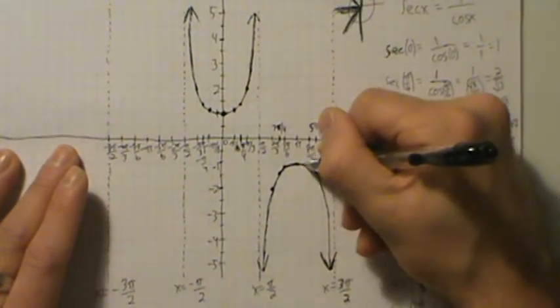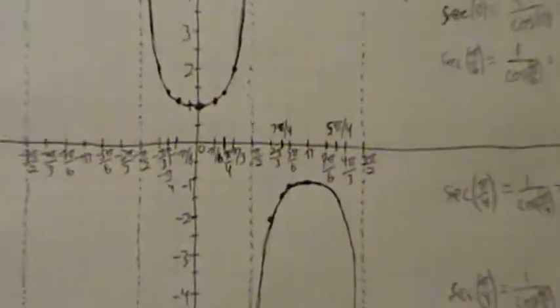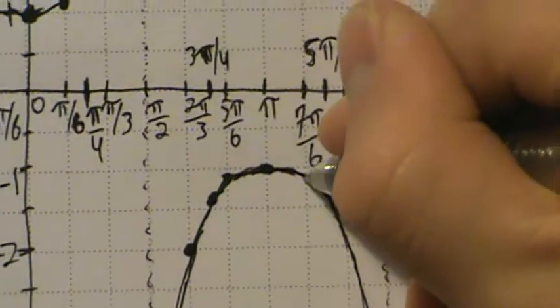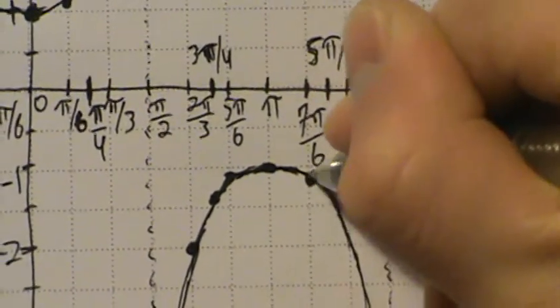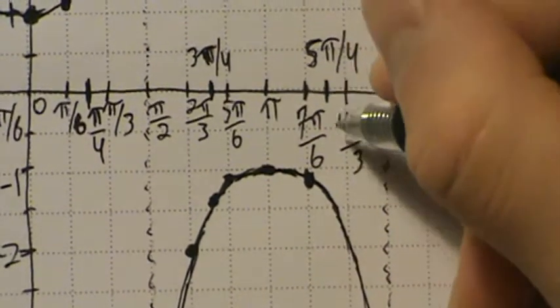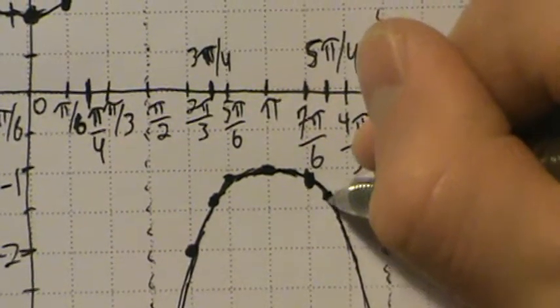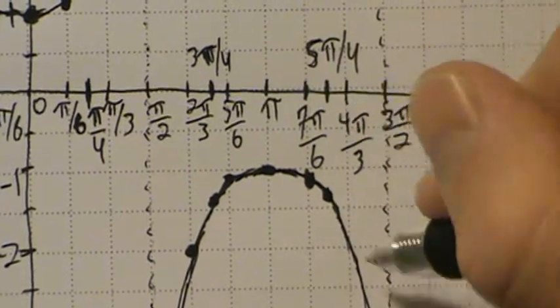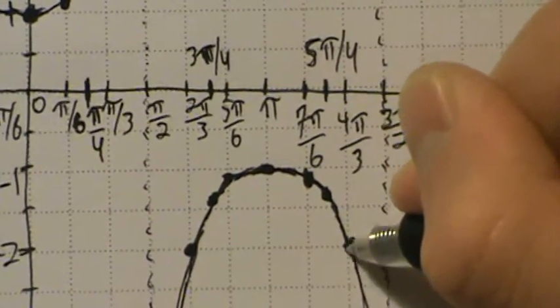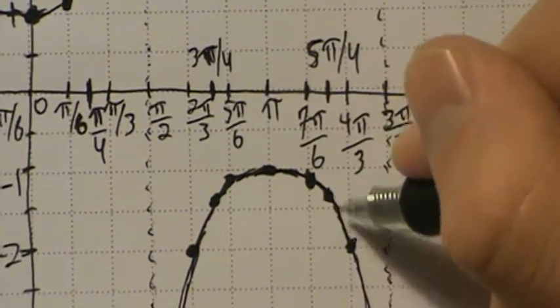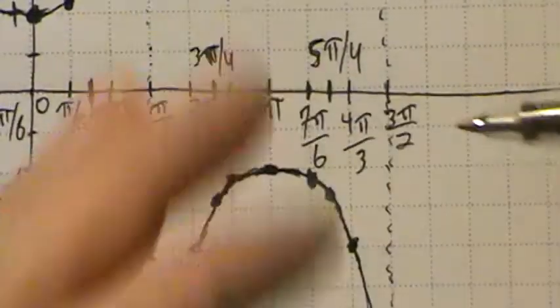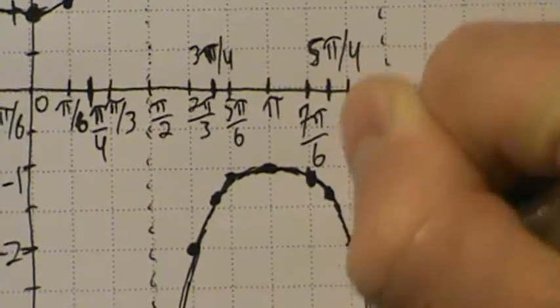If you keep plotting points, secant of 7 pi over 6 is about negative 1.1547. Secant of 5 pi over 4 is negative square root of 2, or about negative 1.414. Secant of 4 pi over 3 is exactly negative 2. So we get those same pieces again. Now be careful, this isn't really symmetry properties or periodic properties. It's just a nice coincidence, really.